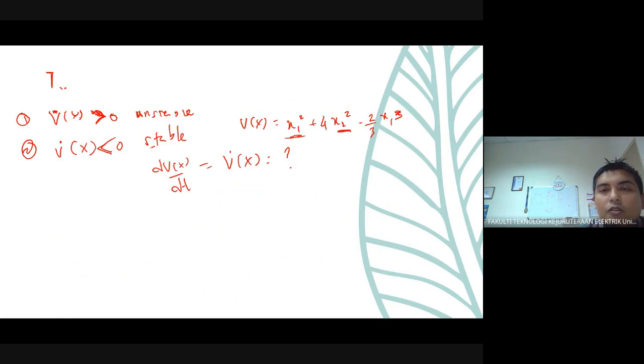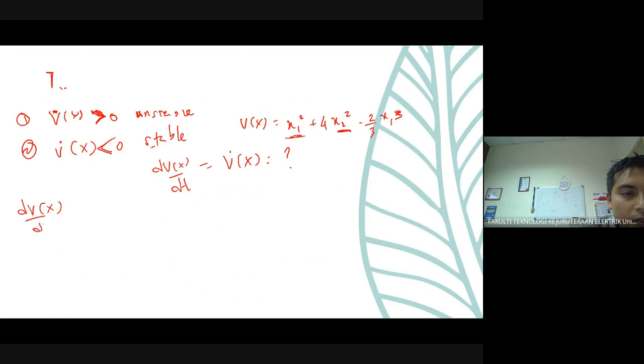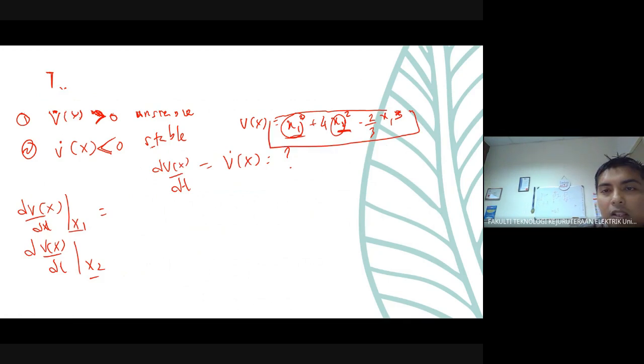Alright, so you need to find the V(x) in terms of x1, and then you need to find the dV(x) over dt in terms of x2, because they are x1 and x2. So that's why you need to do the derivative of x1 and also of x2. So firstly, you have this V(x) here. If you do the derivative of V(x) according to x1, what do you get?